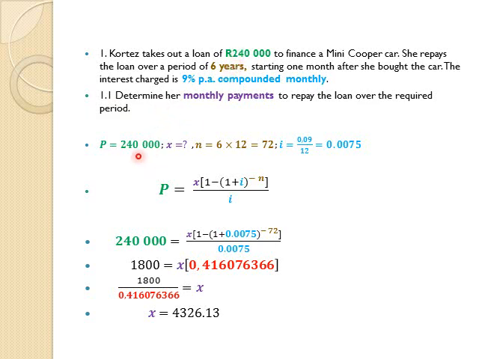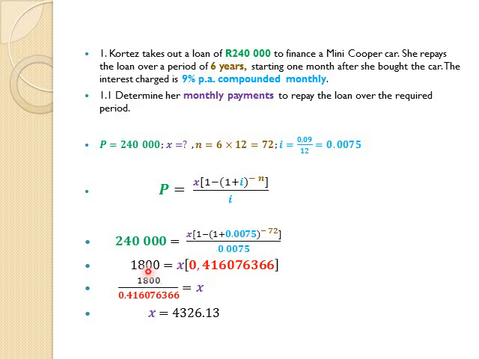So P is 240,000, and the monthly payment x is what we're looking for. n is 6 years compounded monthly, so 6 times 12 gives me 72. 9%, 9 divided by 100, 0.09, compounded monthly divided by 12 gives me 0.0075. So P is 240,000, x is what I'm looking for, i is 0.0075, n is negative 72.